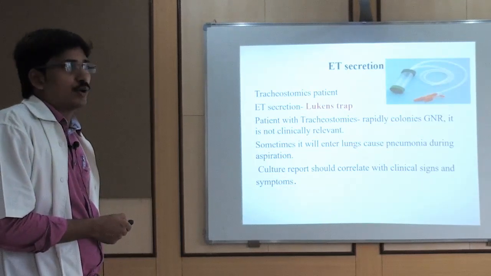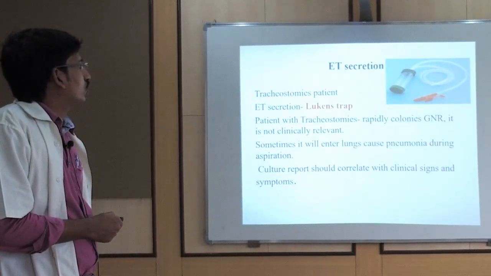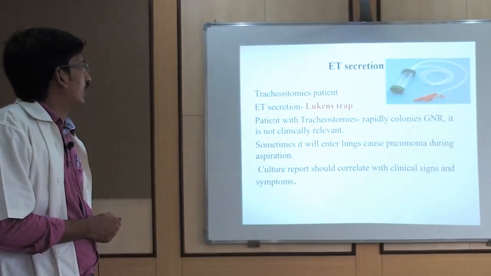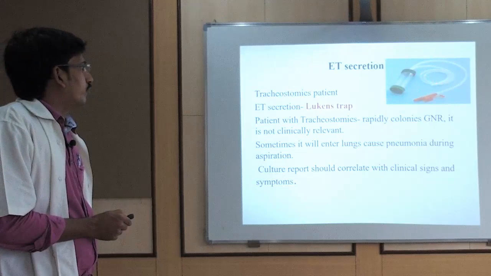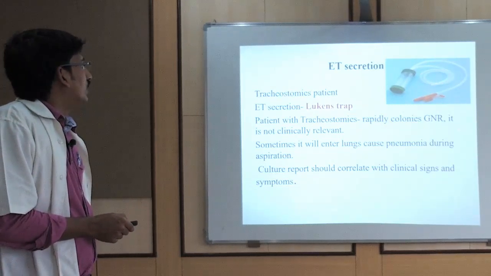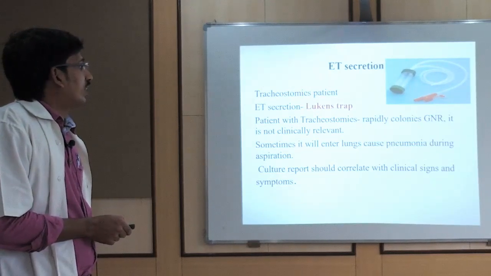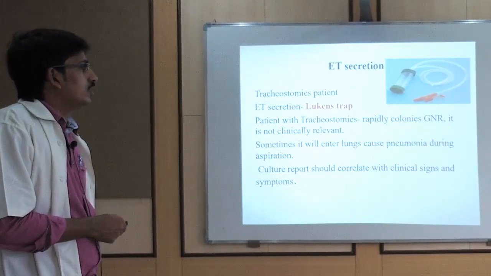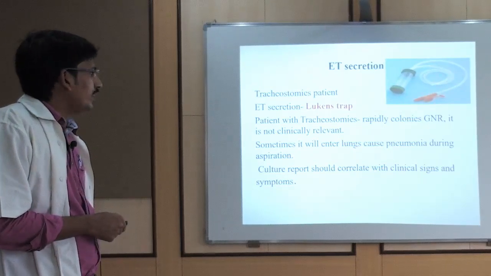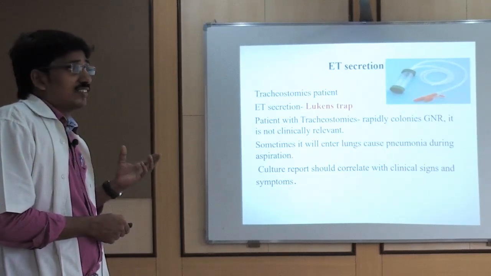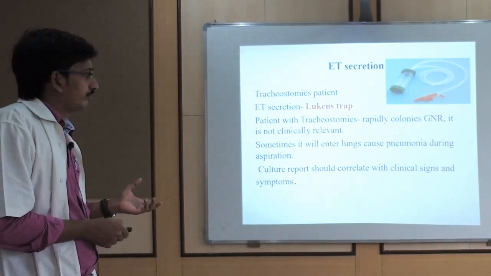And coming to ET secretion, endotracheal secretion. It is mostly used in tracheostomy patients only. What happens by using a Lucan trap? You can take the sample. Mostly in tracheostomy patients, GNRs are present in the mouth region, and the tracheostomy equipment is also not clinically relevant. Sometimes it enters the lungs and causes pneumonia during aspiration. We have to confirm the patient history, and based on the semi-quantitative culture report and the clinical condition of the patient, we have to correlate. Then only do we report it as significant. Otherwise, it is not significant.